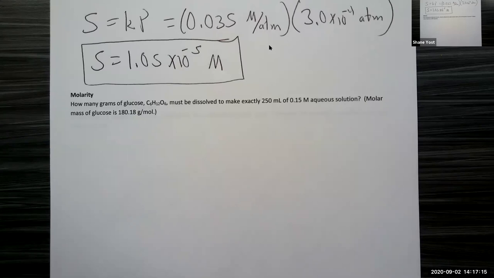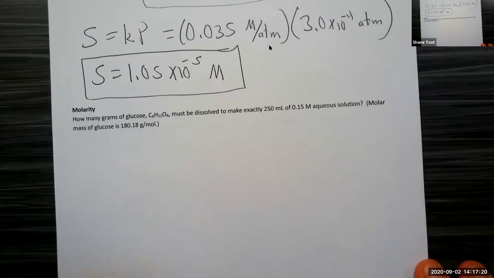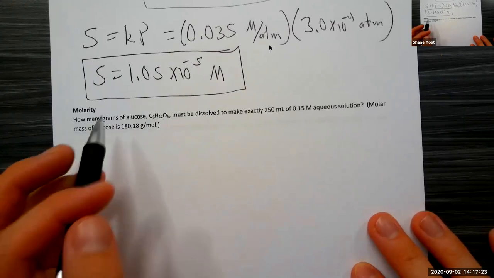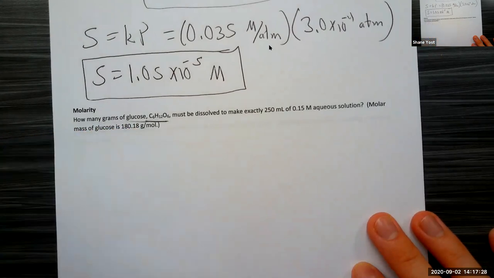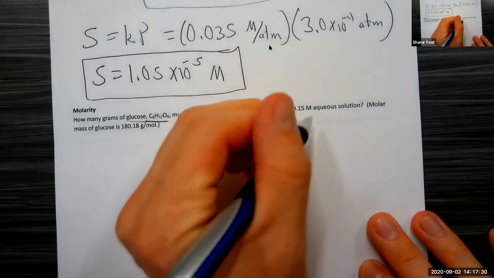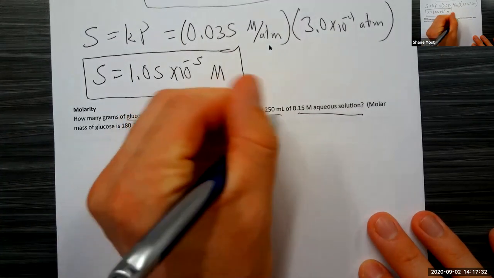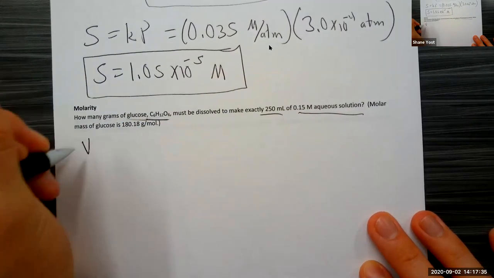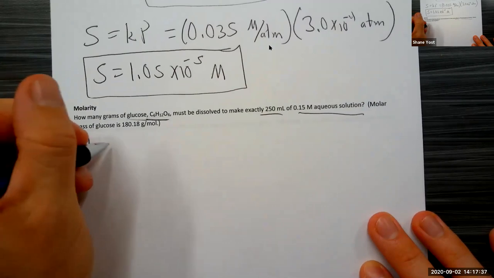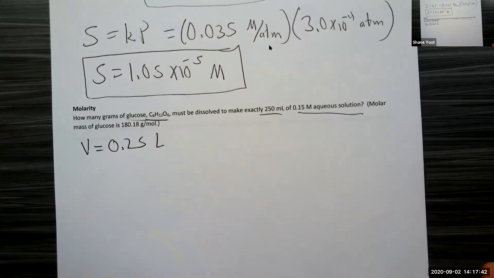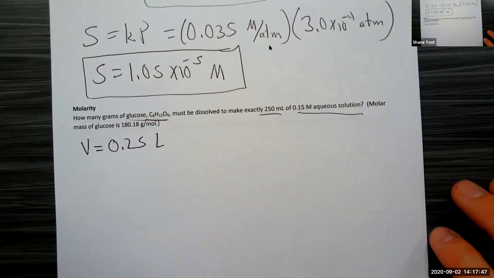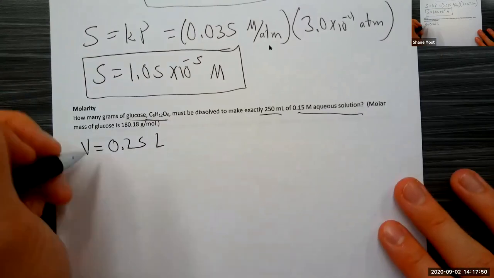All right, so to answer this problem, the first thing we want to know is what we're trying to find: how many grams of this do I need. We're given the concentration of the solution and the total volume. The volume of our solution is 0.25 liters, so I'm just going to convert that to liters right away, divided by 1,000. And we're told the concentration is 0.15 molar.